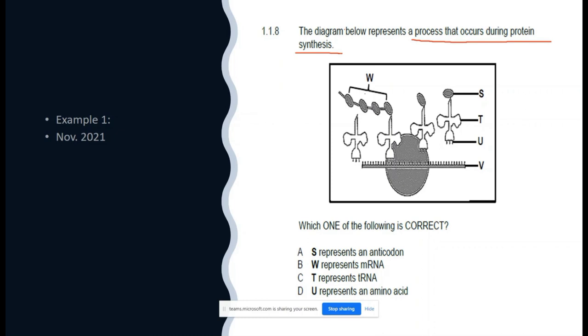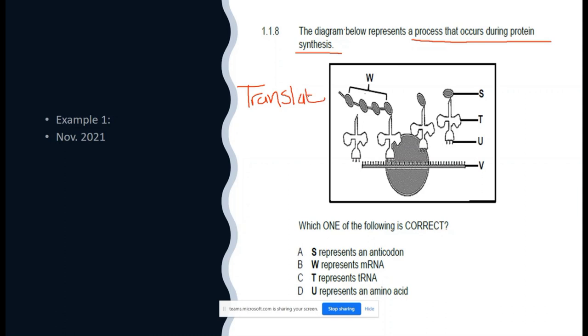So my answer can only be either transcription or translation, nothing else, right? Where does transcription take place? In the nucleus. Is this the nucleus? No. Where does translation take place? At the ribosome. So this process must be translation. Does it make sense?